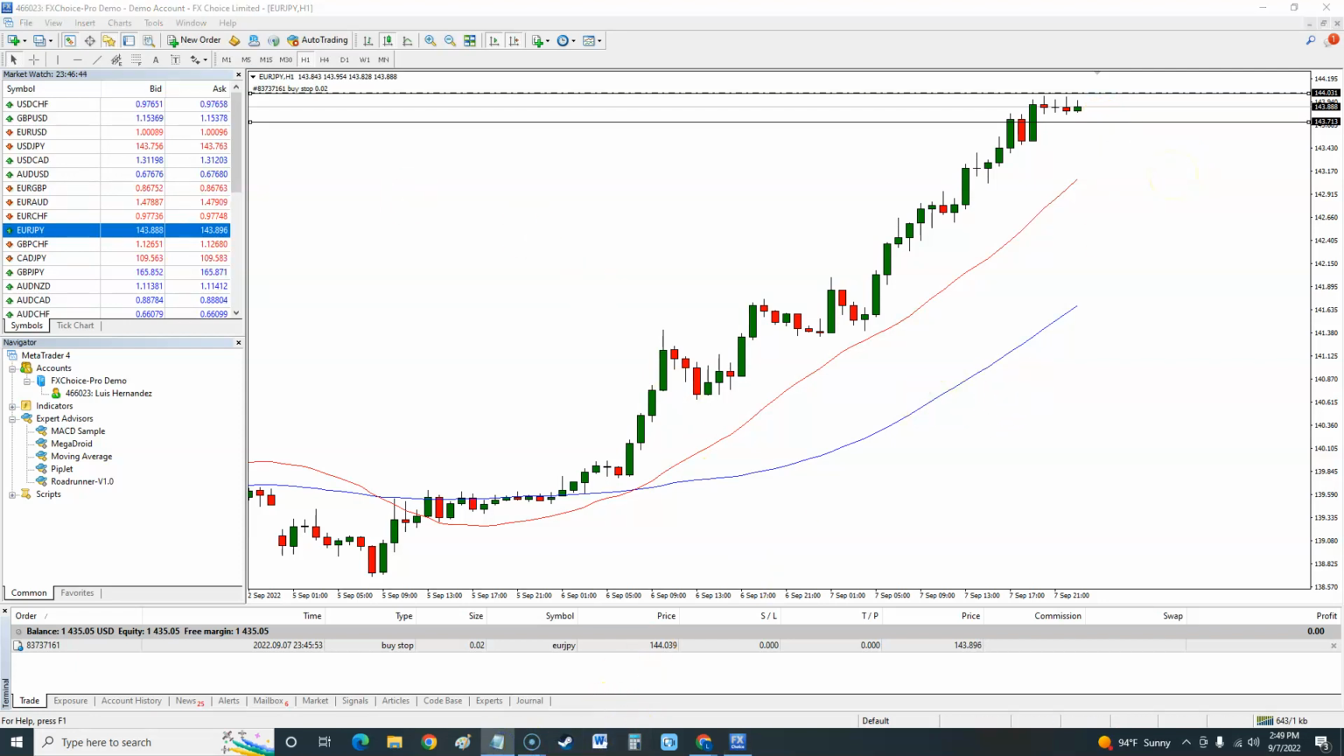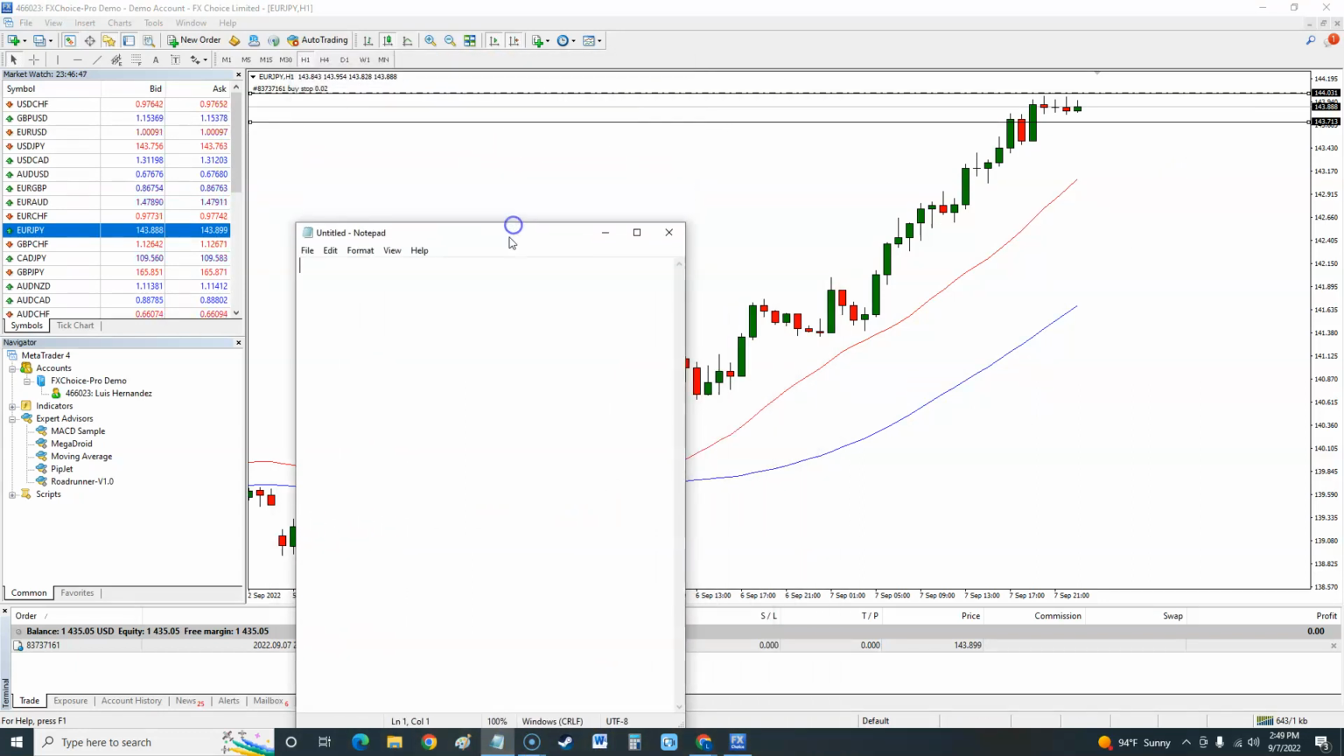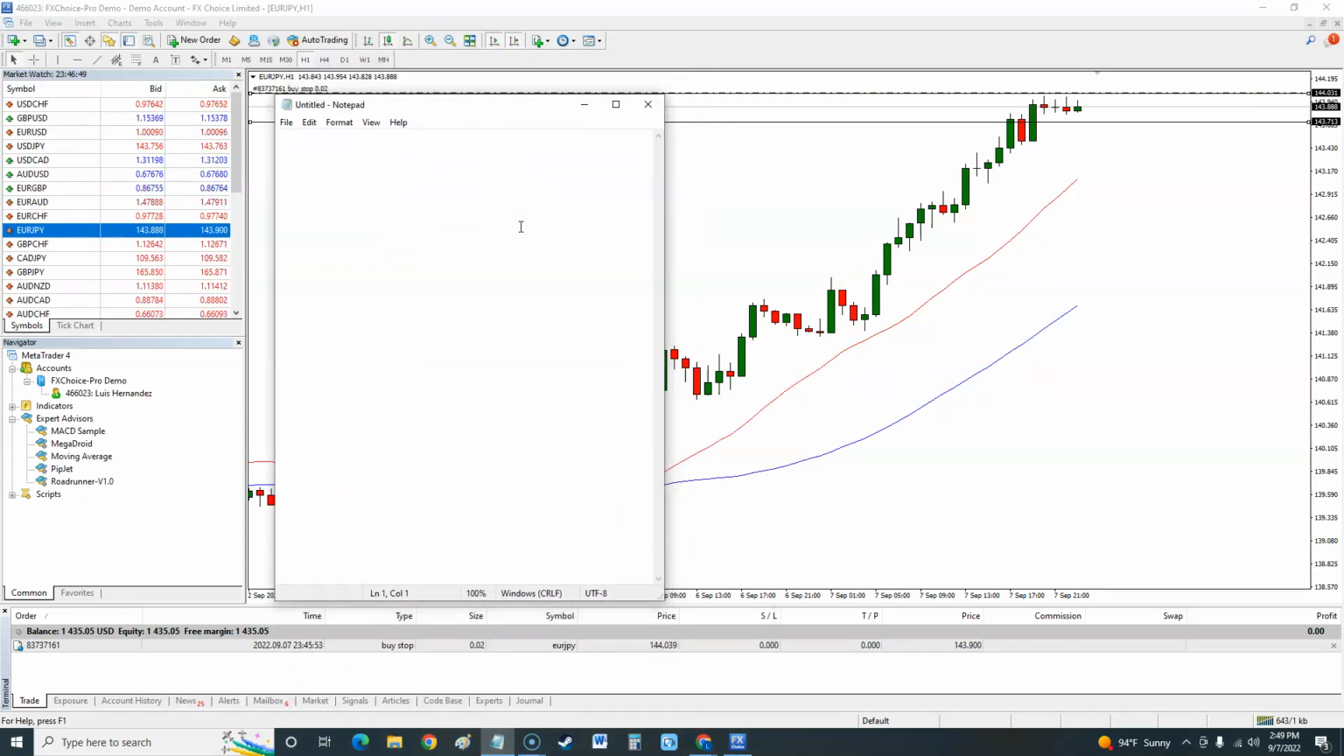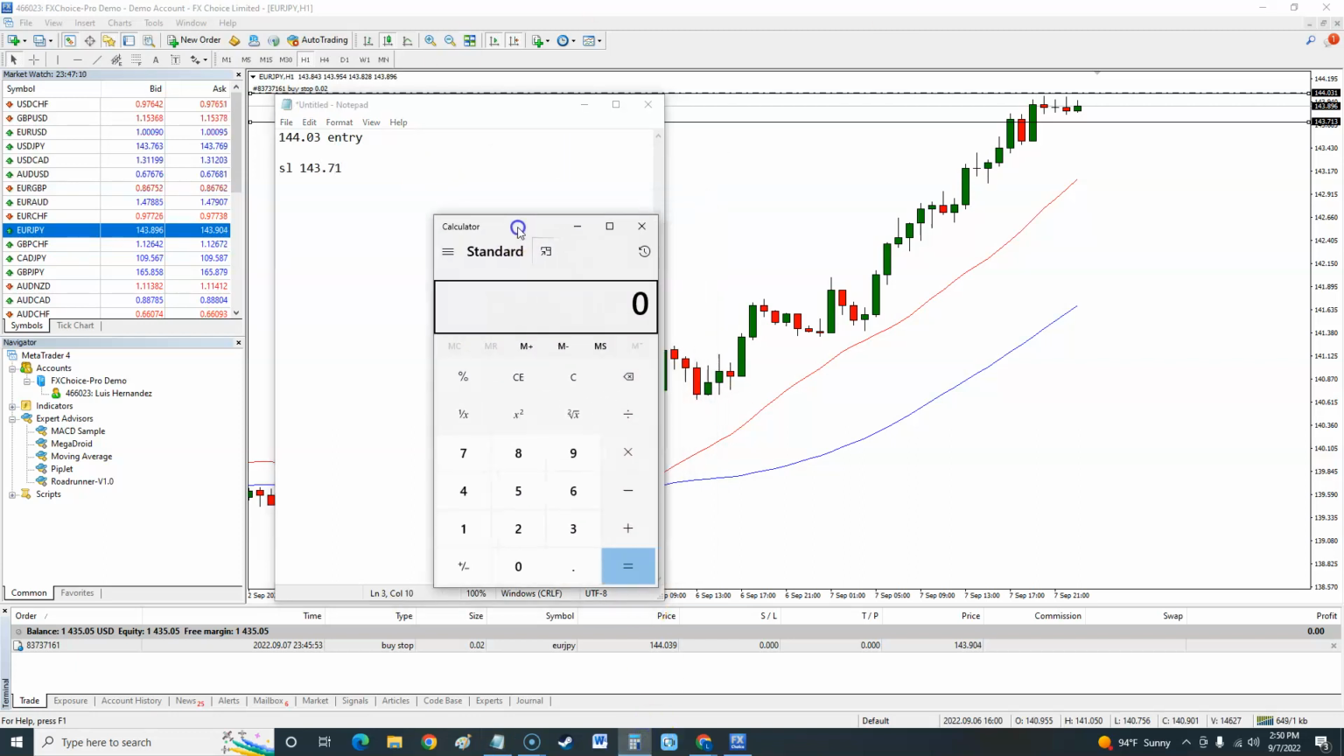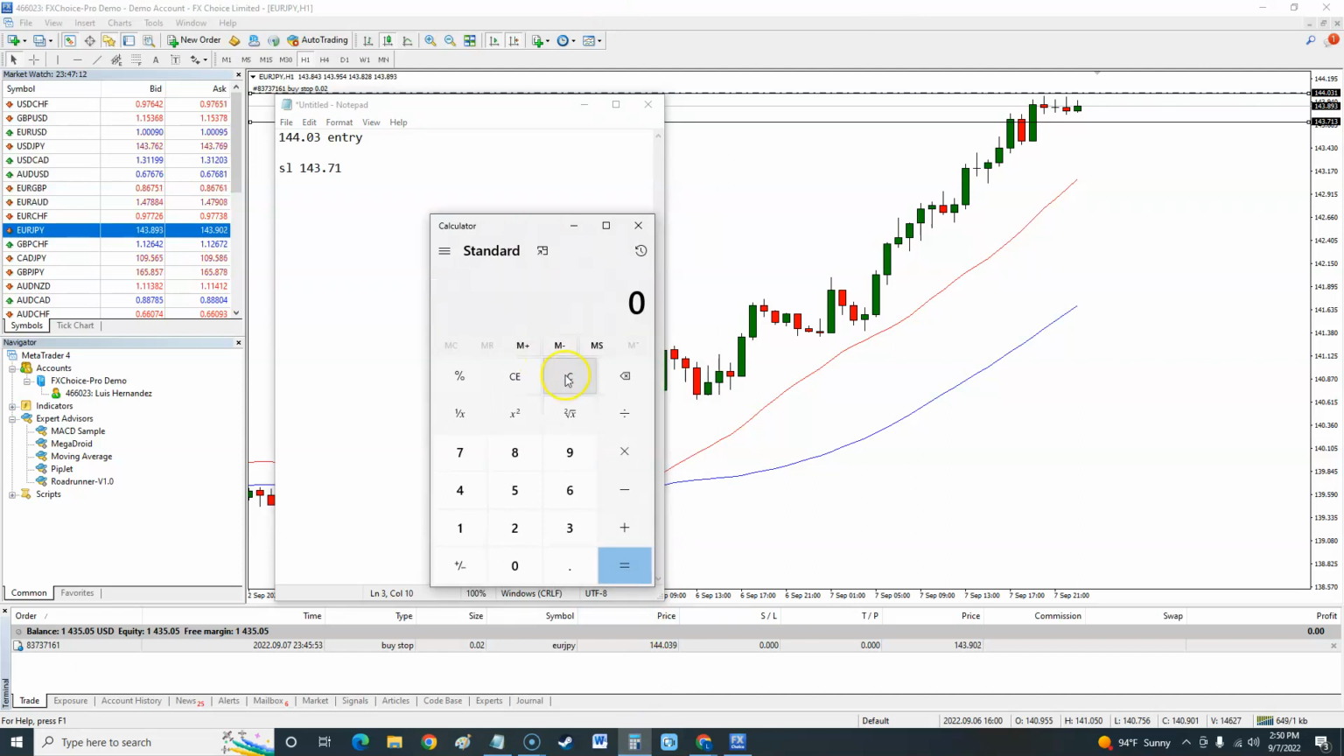Now let's do some quick math. This is how I do it, guys. I know I'm going really fast because this is a potential trade, and we're live, right in the middle of it. So what you do is take 144.03 as your entry. The stop loss we have at 143.71. This is how we're going to do a 2-to-1 ratio for the take profit. That means when we win, we win twice as much as what we would lose. If you don't know what that is, go ahead and Google it.